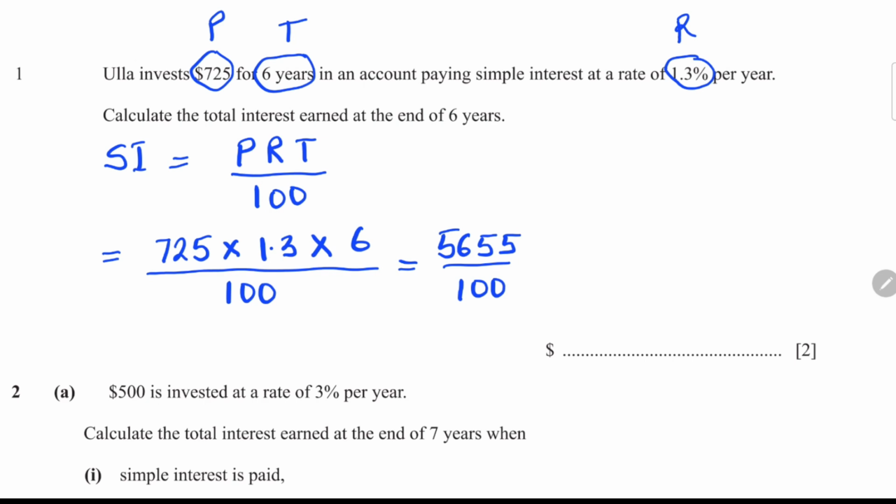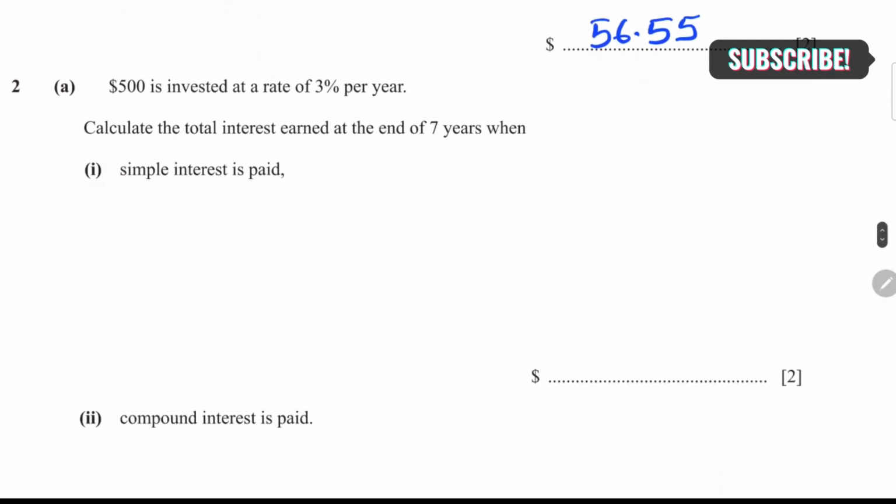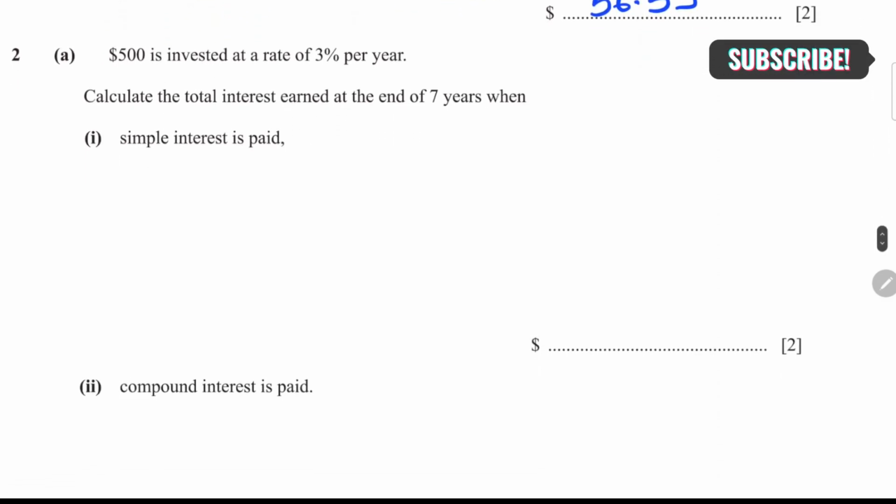Remember I mentioned earlier that money is given to two decimal places, and this one is pretty easy already because if we divide this by 100, it's just going to be 56.55. So the total interest you will earn in all of those 6 years will be $56.55. Now let's move on to the next question.